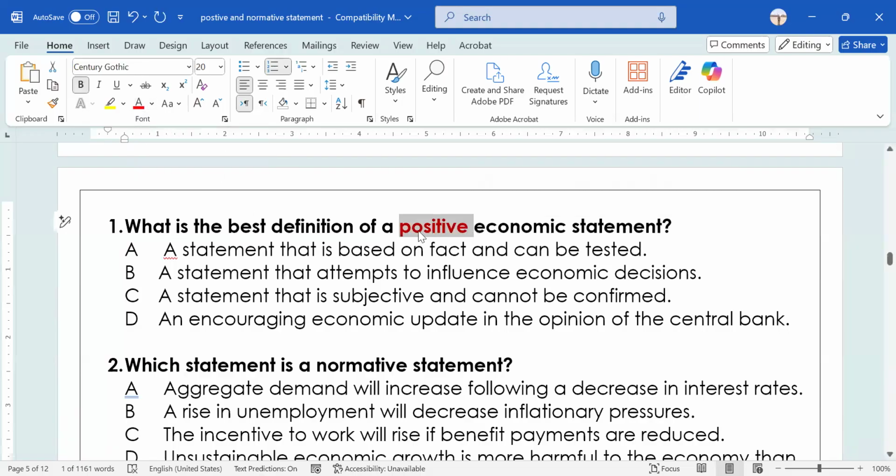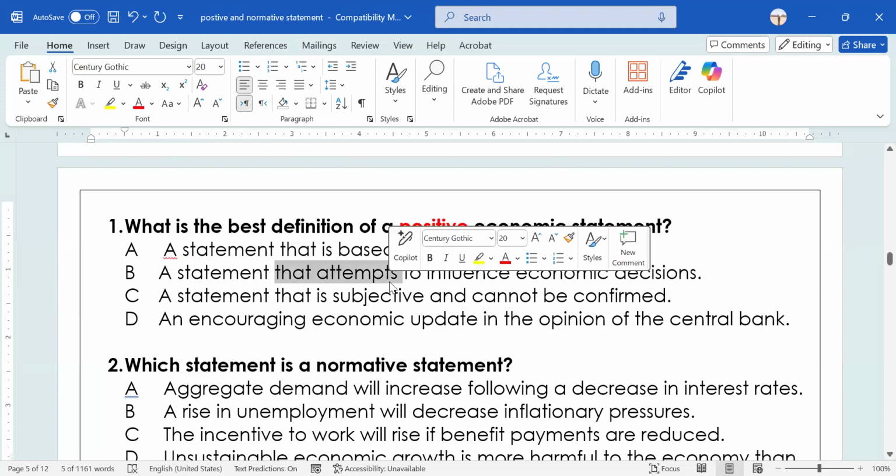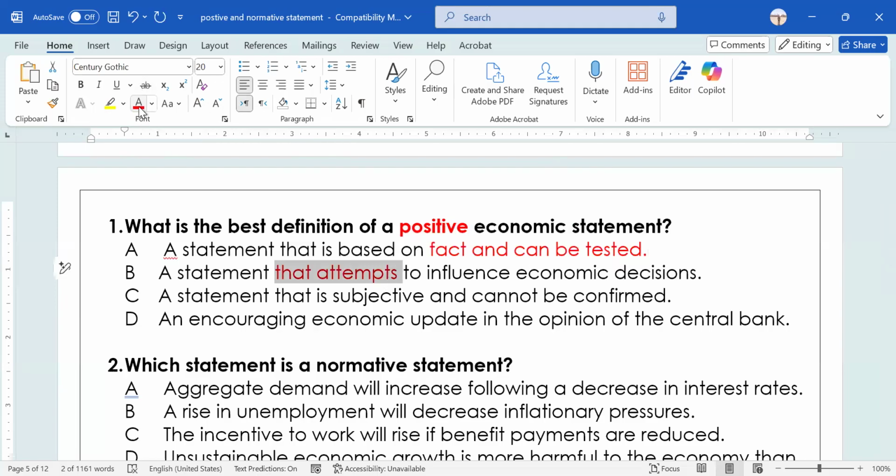So obviously, you have the keyword positive. Is it a statement that is based on facts that can be tested? This one is a very obvious answer, right? Fact and can be tested. Or B, a statement that attempts to influence economic decision. So you have the keyword again, which is kind of tricky, attempts, and you have the word influence. Letter C, a statement that is subjective.